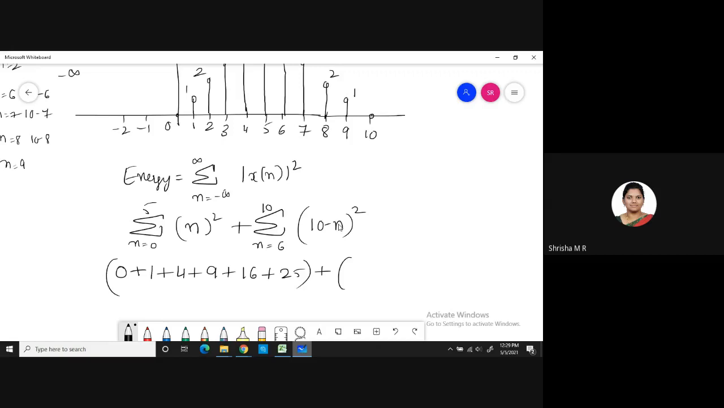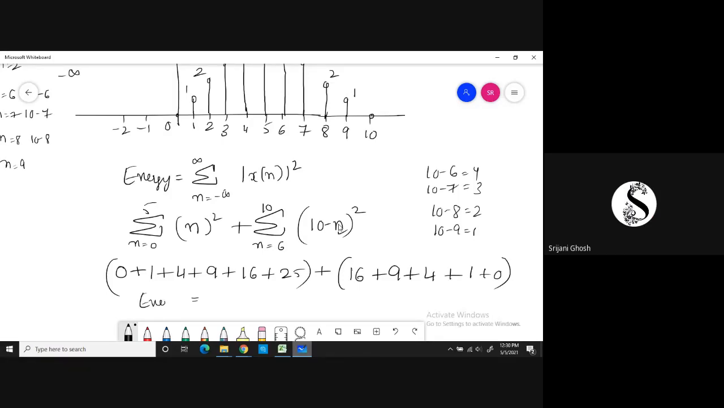Plus give values for this n here also from 6. So it will be 10 minus 6 square, which is 4 square. It will be 16, plus 10 minus 7, that would be 3. So 3 square would be 9, and 10 minus 8 would be 2. 2 square will be 4. And 10 minus 9 would be 1. 1 square would be 1 only, plus 0. So what do you get? Add it. So that is your energy. 85. Yeah, 85 joules. Got it, everyone?